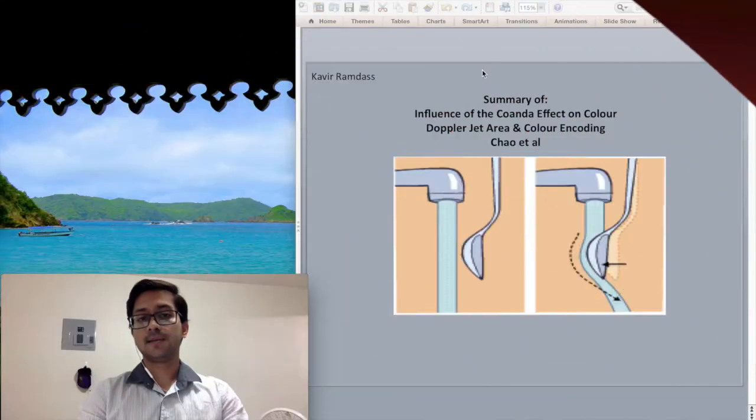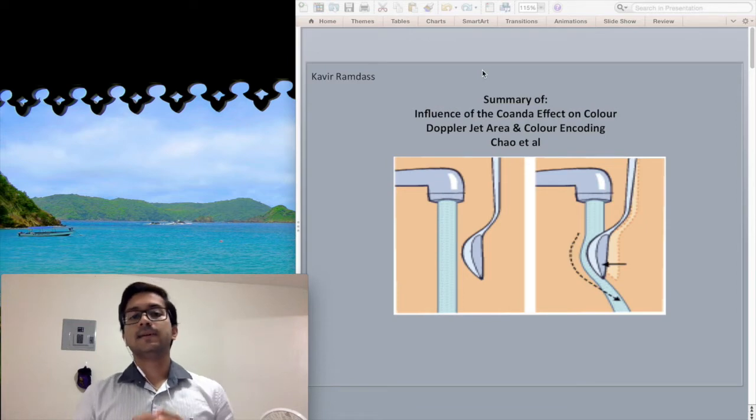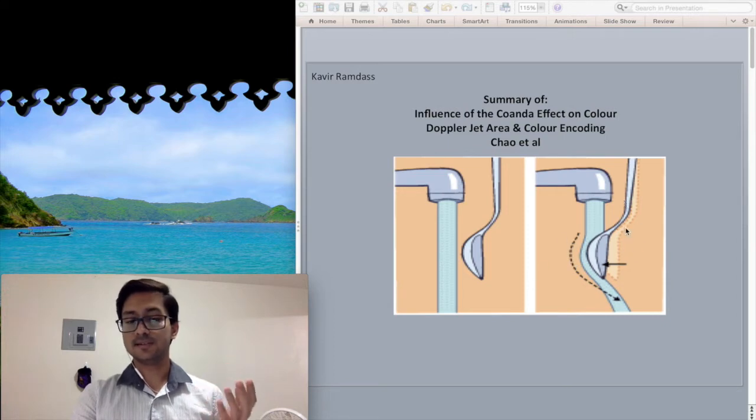Hi, I'm Kavir Ramdass, and you'll follow me on the slides as I brief you on this article by Chow et al. This article investigates the differences in color Doppler image mapping between free jets and surface adherence jets as a result of the Coanda effect.